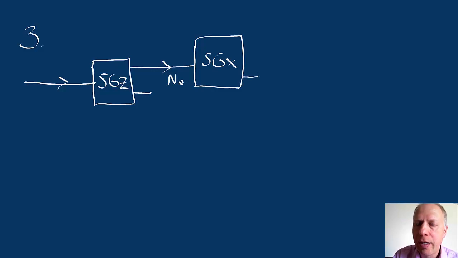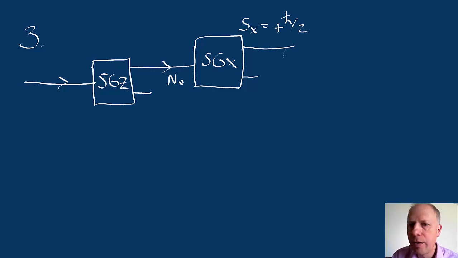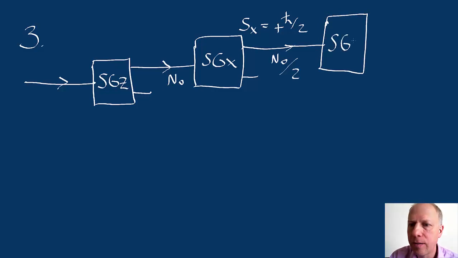I ignore the minus X state particles and I take the part that have Sx equals plus h bar over 2. There would be N0 over 2 of those, approximately. And I send them into another SGZ device. What do you think would happen? The answer is you would get a 50-50 split again.